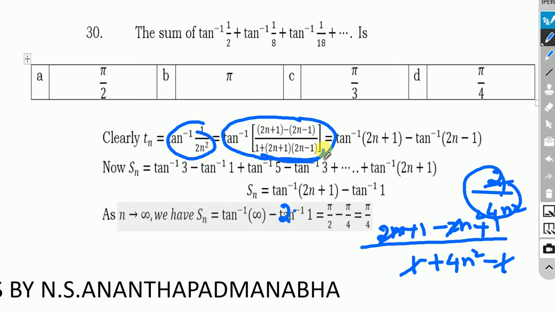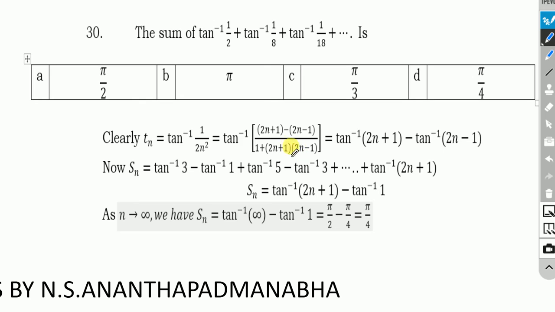So I have applied tan inverse of (x minus y) by (1 plus xy). So I got tan inverse of (2n plus 1) minus tan inverse of (2n minus 1). Now Sn is equal to, see, this is Tn. I have to take the sum of this.